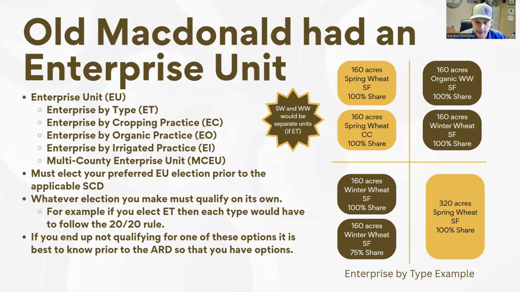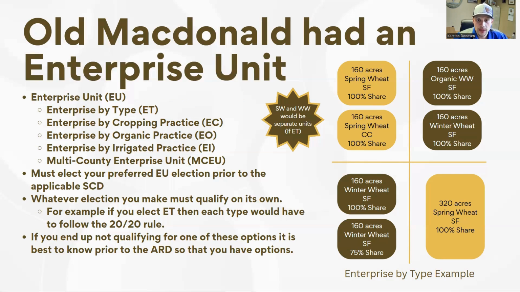So enterprise by type. So for example, you could separate your winter wheat away from your spring wheat, or your lentils away from your green and yellow peas. Even though they're all dry peas, you can separate it out by type. Or if you have organic wheat and non-organic wheat, you could elect EO, and that would separate it out by organic practice. You can only elect one of them though, so you can't elect enterprise by type and enterprise by organic and enterprise by irrigated. You need to make that one election per county and per crop.